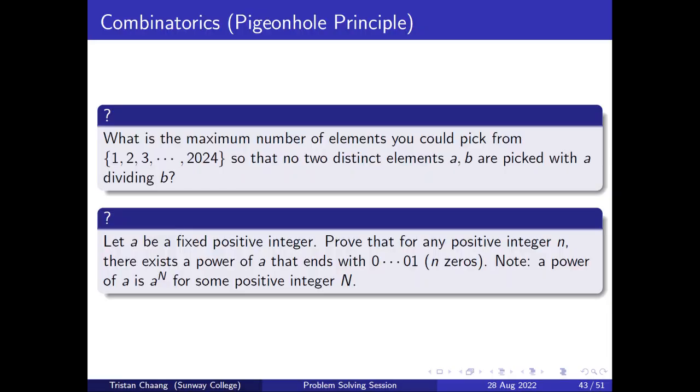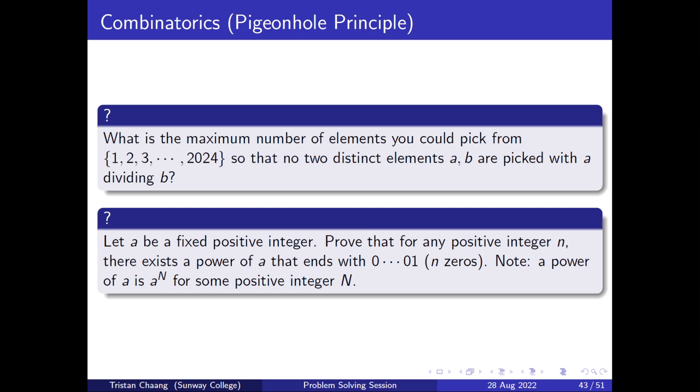So here are two very classic problems. I'm not sure where they came from because I just remember them. What is the maximum number of elements you could pick from 1 to 2024? It can be just n. I just put 2024 here because next year is 2024. So that no two distinct elements A, B are picked with A dividing B. So you cannot pick 1 and 2. You cannot pick 6 and 12. You cannot pick 5 and 10. You cannot pick 5 and 15. So using this, how many can we pick?